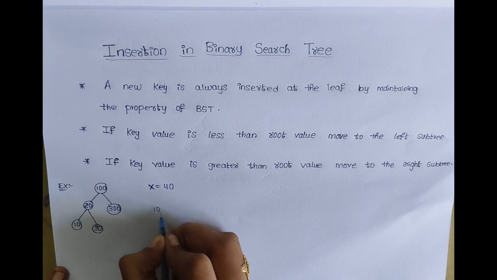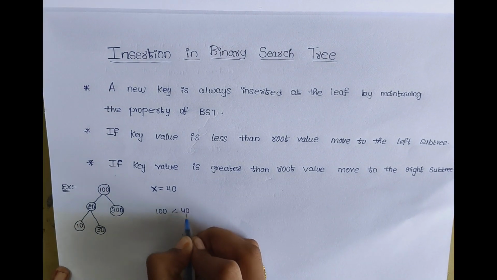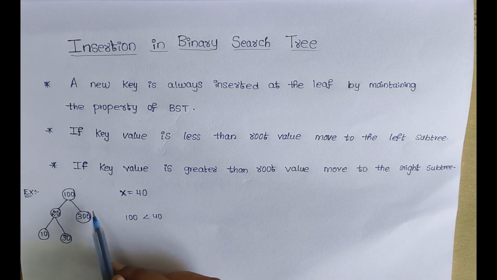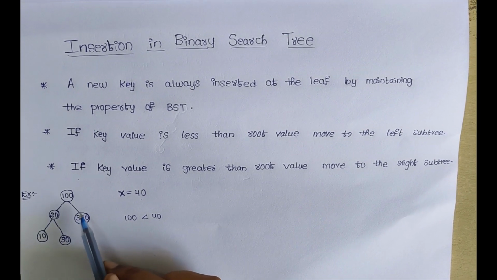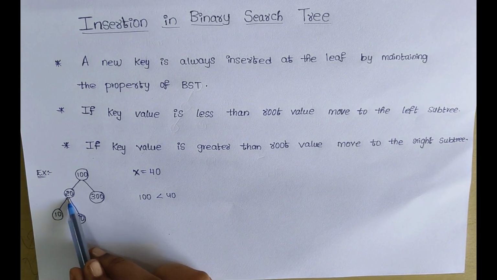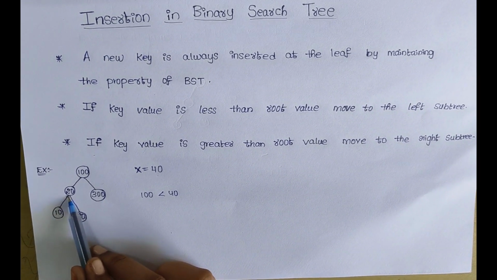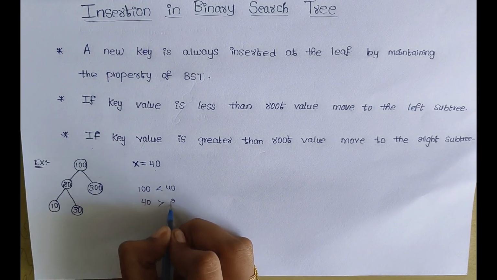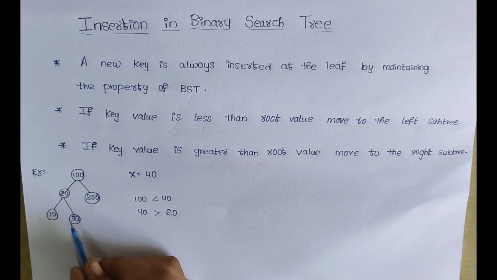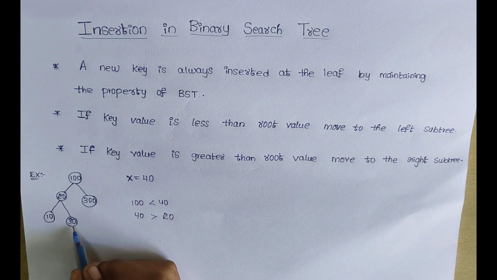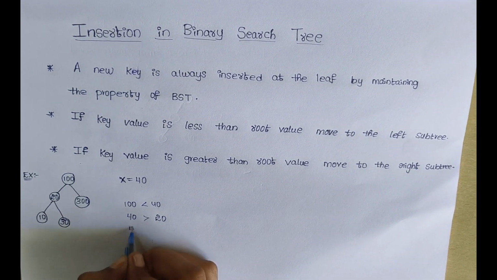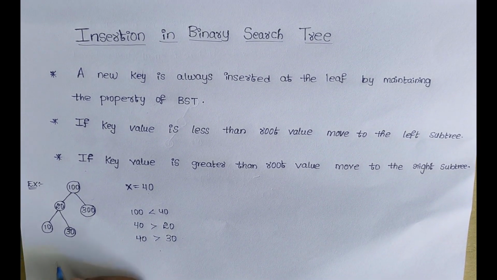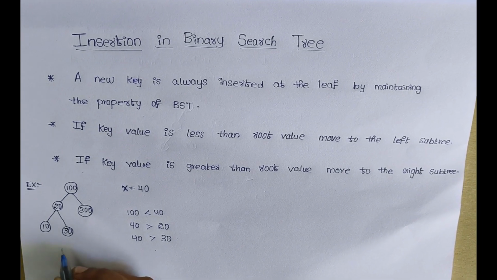Then compare x with root value. 40 is less than 100. So we have to move to the left subtree and then compare with 20. 40 is greater than 20. So we have to move to the right subtree and then compare with 30. Here 40 is greater than 30. So we have to insert 40 as right child of 30.